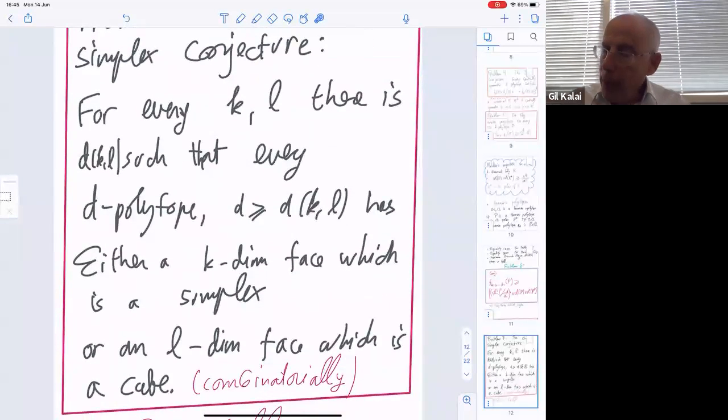And if k and l are equal to 2, let's say you only want a 2-dimensional face, which is either a triangle or a quadrangle. So this is not true in dimension 3. In fact, it's a consequence of Euler's theorem that every three-dimensional polytope has a two-face, which is either a triangle or a quadrangle or a pentagon. But you cannot give up the pentagon because the dodecahedron has all its two-faces pentagons.